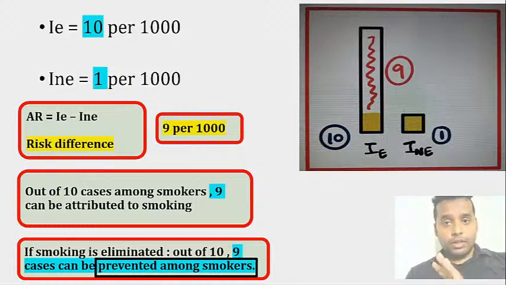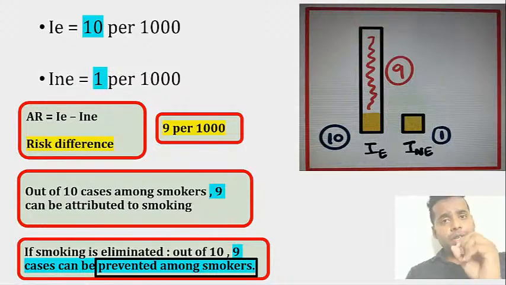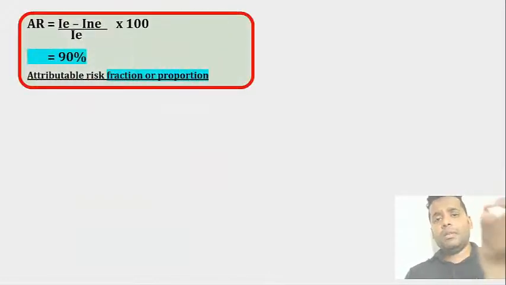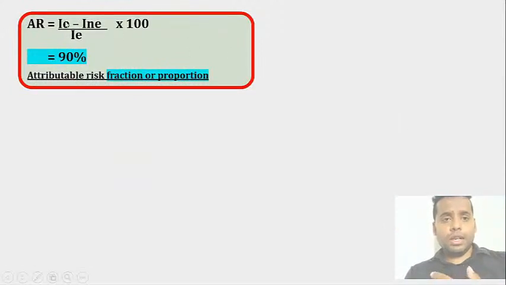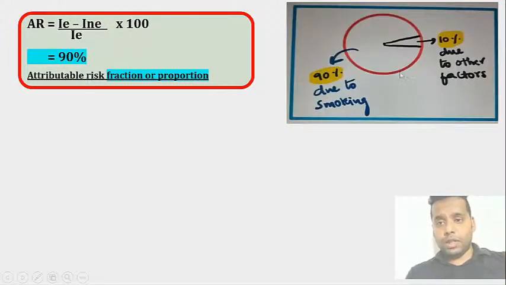Understood? With the help of this image which I discussed in class, it is very easy to understand attributable risk. If I want to calculate in proportion, percentage, very easy, same thing. 10 minus 1 by 10, 90%. Make a pie chart. This is also one more thing which I use in my class. Out of total outcome among smokers, 90% is due to smoking. 10% can be due to other factors.